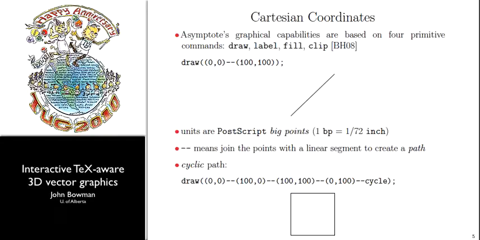The units here are PostScript big points, which is some approximation of a real TeX point. And this dash dash means join those 2 points with a linear segment to create a path. And you can also have a cyclic path, so you don't need to specify this final point.